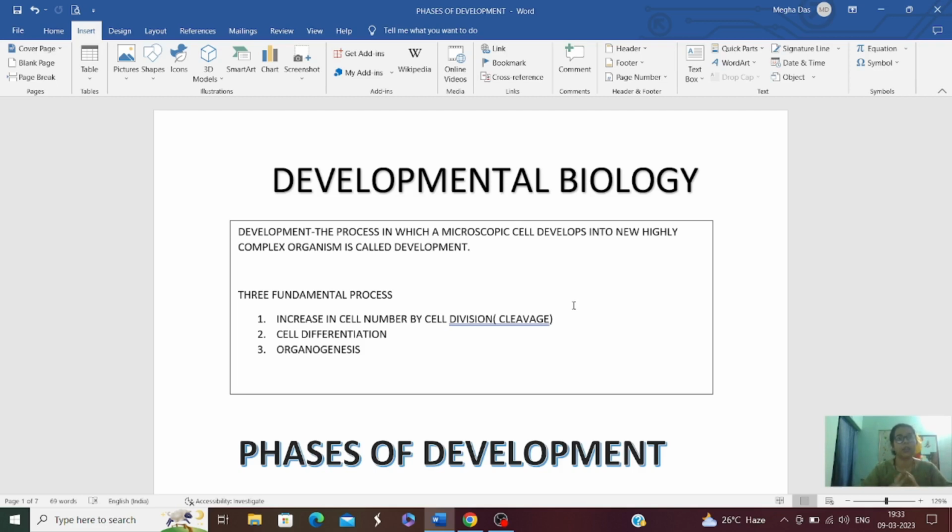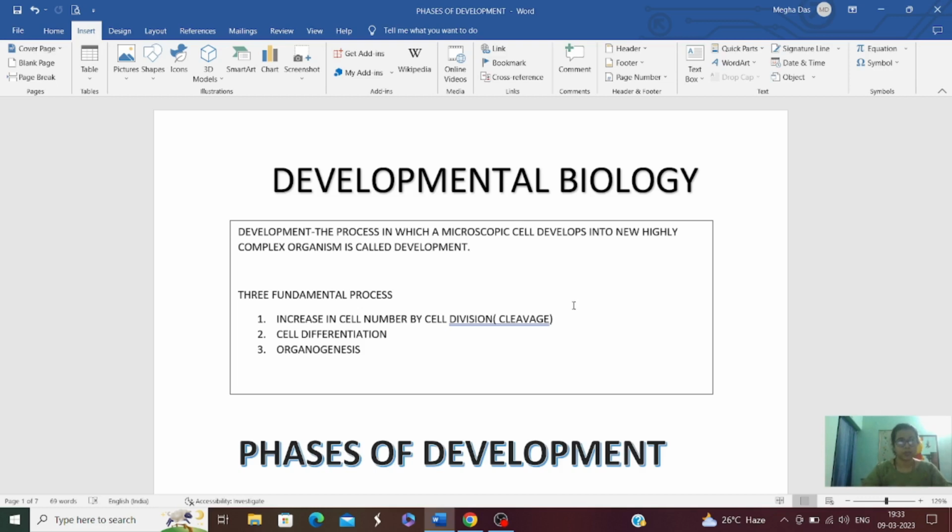And a very important thing to note down is that for the process of development, three fundamental processes need to take place. First is the increase in the number of cells, or you can say the cleavage process or cell division process. Second is cell differentiation, and third is organogenesis. What are they? How do they perform all these things? We are going to discuss in detail.